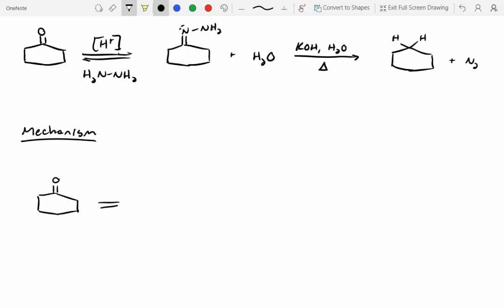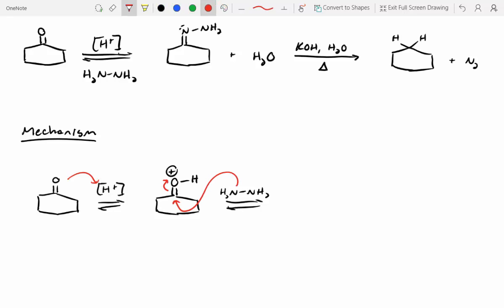So we've got our aldehyde, or sorry, our ketone. This also can work with an aldehyde, but normally it's done with ketones because it's very easy to reduce aldehydes and then go from there. We'll protonate our ketone. Then in the next step, we'll have our hydrazine attack into our ketone, so the ketone will become an alcohol.